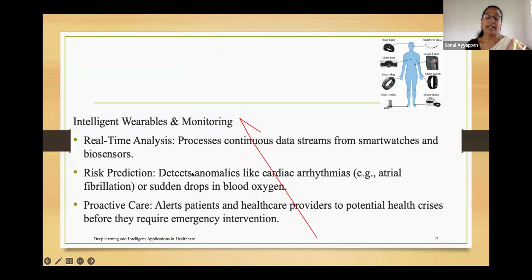This is another area in healthcare where deep learning comes into existence: intelligent wearables and monitoring machines. We are all using smart watches nowadays. Whenever we go for a jog, or for exercises in the gym, the smart watch tries to calculate the oxygen. There are smart watches which give you the level of oxygen available in your body now. Real-time analysis goes on.